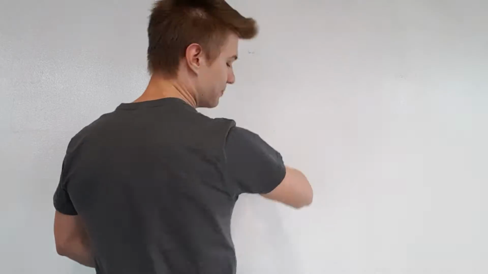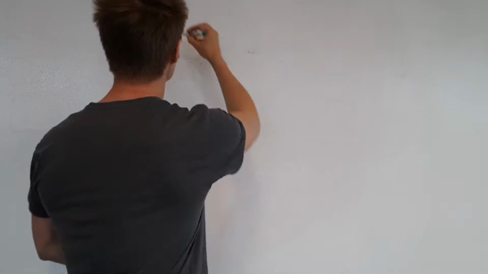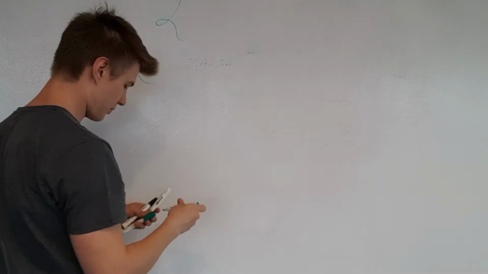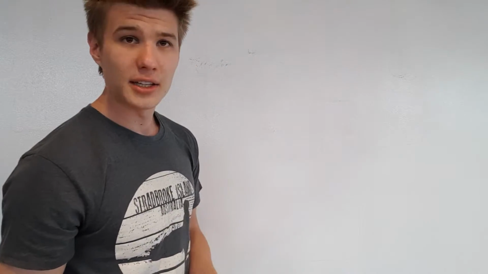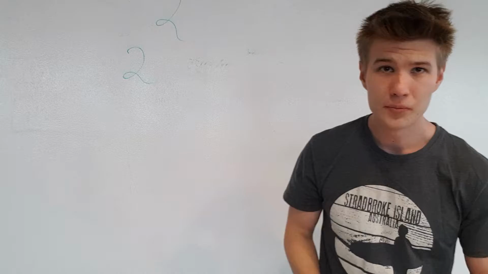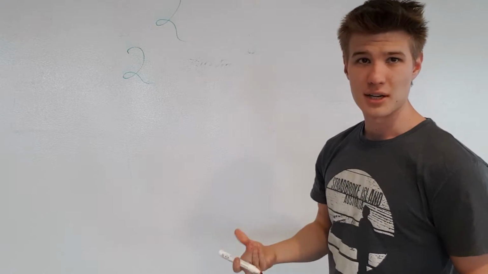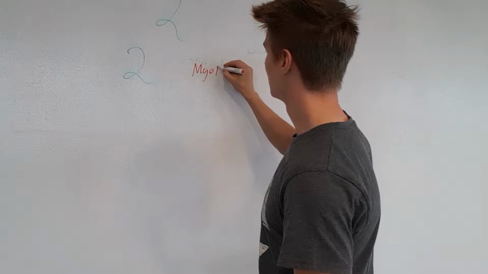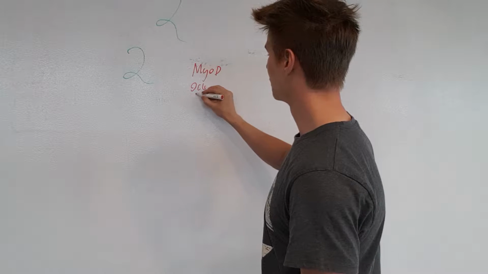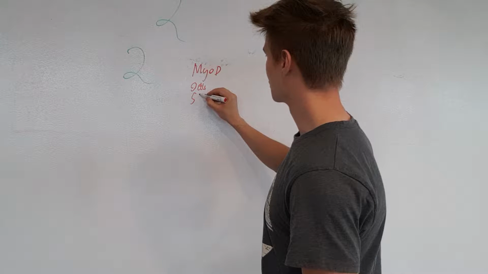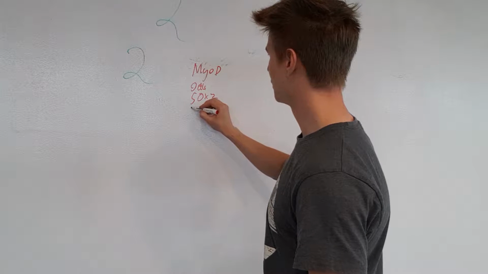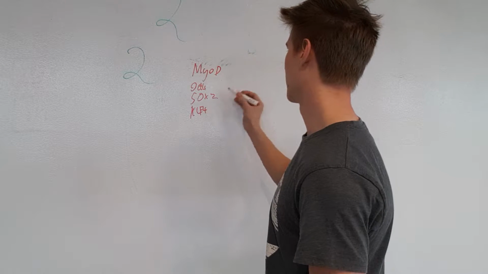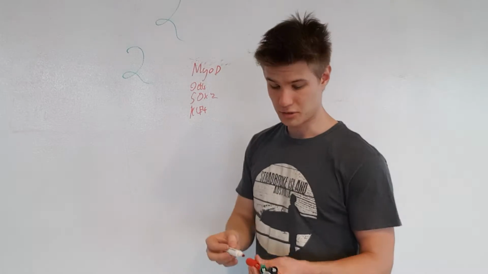So, the first step. Well, the second step actually. The second step is taking your sample and inducing it to become pluripotent stem cells. Now, as we know, you need your MyoD, your OCT4, your SOX2, and your KLF4. So those are your transcription factors.